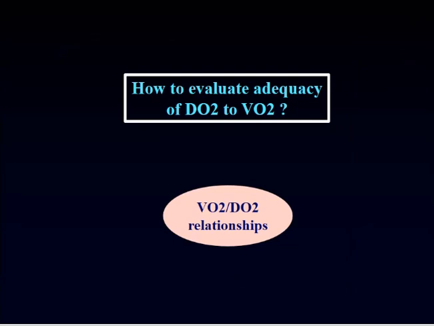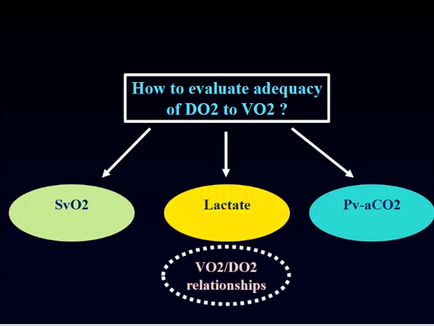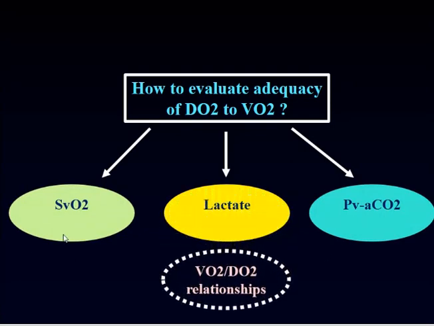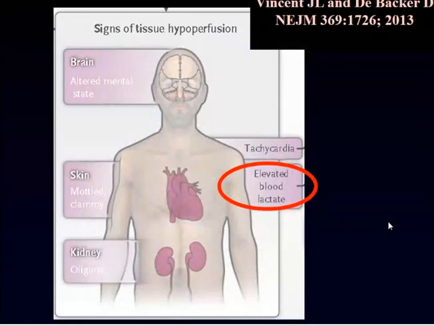How to evaluate at the bedside this VO2-DO2 relationship? Well, we cannot really do it. So we have basically three different variables. SVO2, I already mentioned, is much more the balance between oxygen delivery and the actual consumption, but not really the evaluation of shock itself. So we are left with the lactate and the PCO2 gradient.